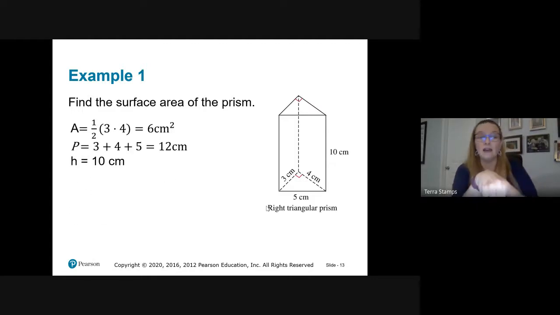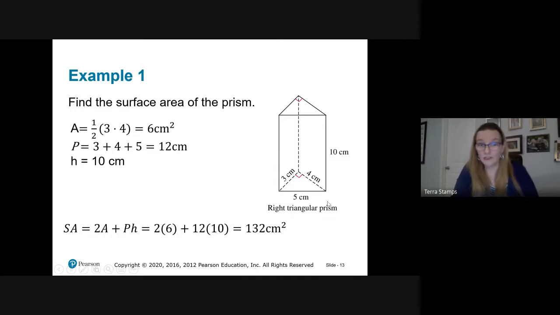So the area of the base is 1/2 times 3 times 4, 1/2 base times height. Now this is a little weird because you have to look at this triangle separately. In this triangle down here, the base is 3, the height is 4. Don't get that confused with the height of the prism. I'm talking about the height of just this triangular base. The perimeter is 3 plus 4 plus 5. The height of the prism is 10.